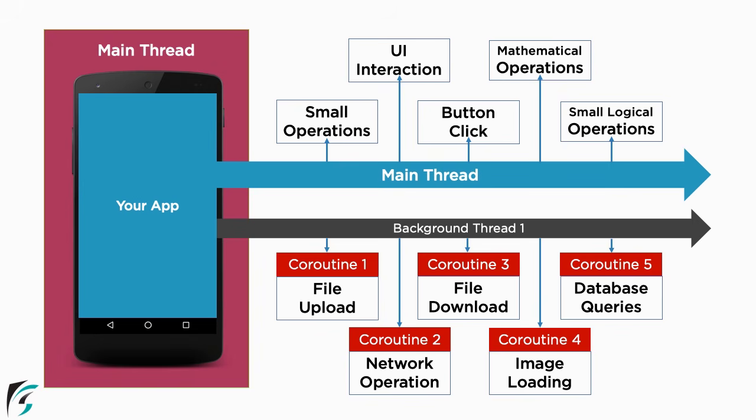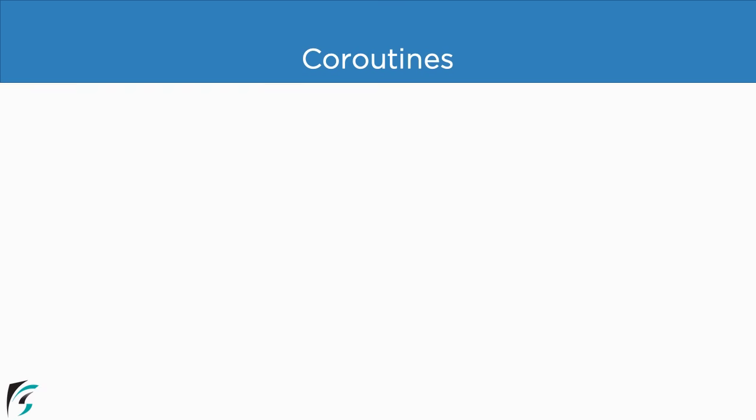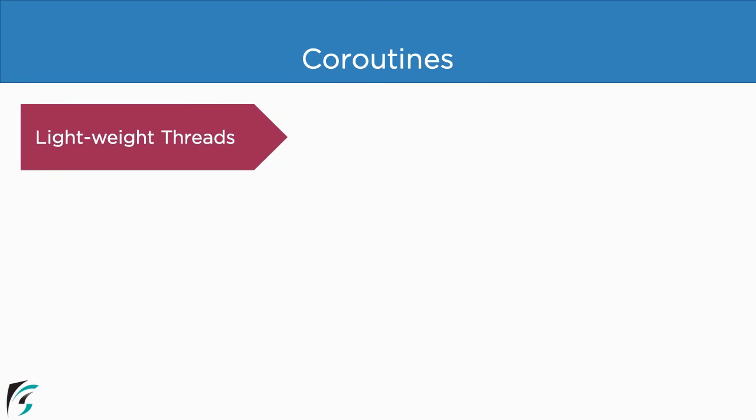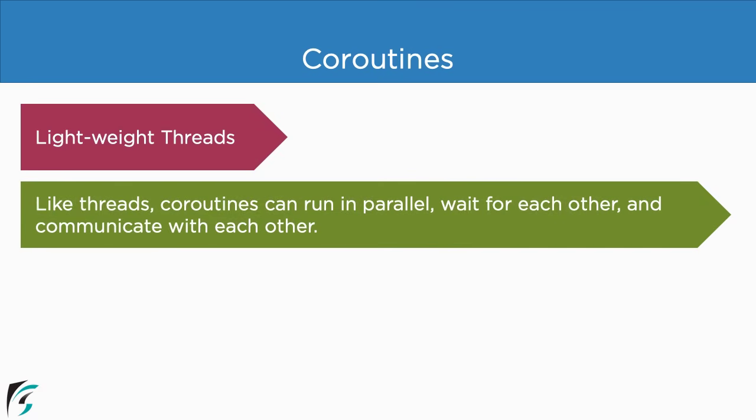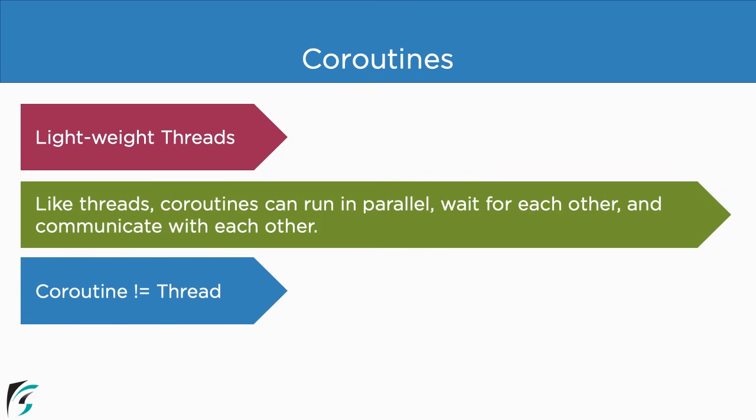Fine. So now, moving ahead, how do we define a coroutine? Well, you can think of coroutines as lightweight threads. Similar to threads, coroutines can run in parallel, wait for each other to finish, and even multiple coroutines can communicate with each other. But remember, coroutines are not threads. So please note this. This is very important. Their functionality might look similar, but they are totally different.